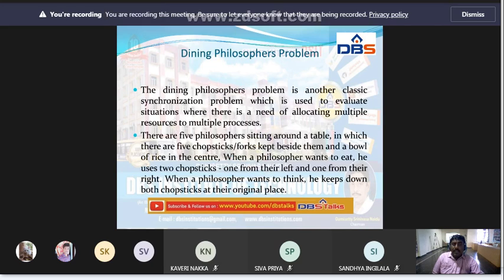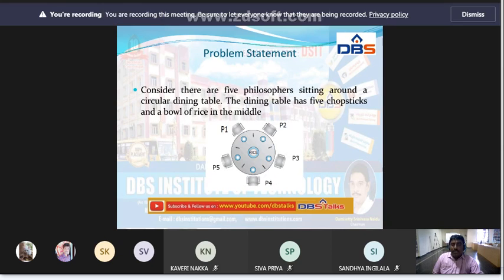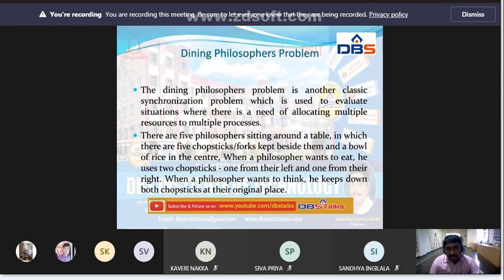Here there are 5 chopsticks or forks. If you see this diagram, we have chopstick 1, 2, 3, 4, 5. We can say it as a fork, kept beside them, and a bowl of rice in the center. So 5 philosophers are there, 5 chopsticks or forks are there, and there is rice in the center.